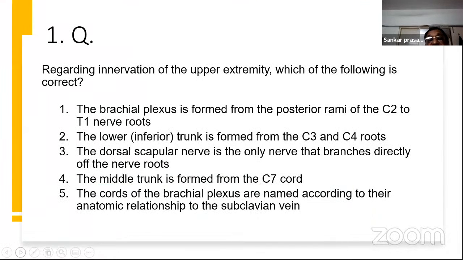Regarding the innervation of the upper extremity, which of the following is correct? The brachial plexus is formed from the posterior rami of C2 to T1. The lower trunk is formed from C3 and C4. Dorsal scapular nerve is the only nerve that branches directly off the nerve roots. The middle trunk is formed from the C7. The cords of the brachial plexus are named according to their anatomic relationship to the subclavian vein. Which is correct? Middle trunk? Okay, that's nice, excellent.